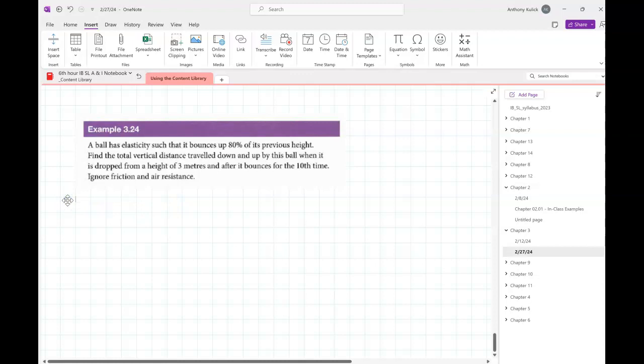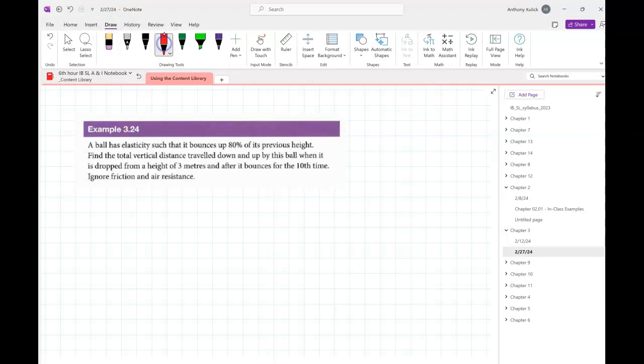So a ball has elasticity such that it bounces up 80% of its previous height. Find the total vertical distance traveled down and up, excuse me, if it's dropped from a height of 3 meters, and after it bounces for the 10th time. Okay, so let's kind of draw our picture here. I mean, if you want to do that, we can go down that road. Do you want to? No, we don't. Okay, let's not then.